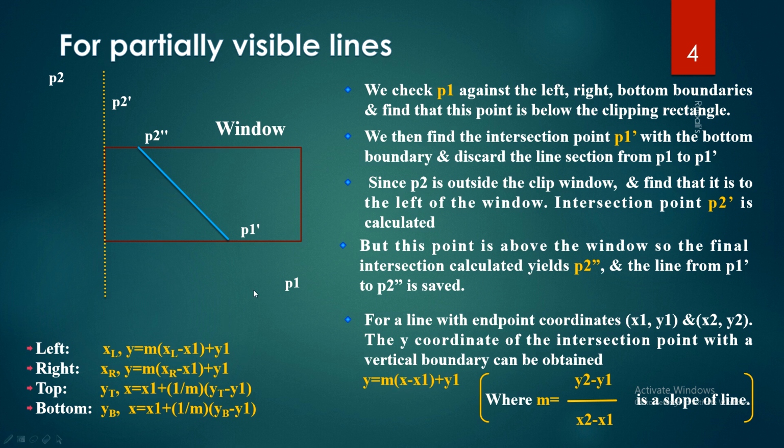And if the boundary is yt, the top one, from this formula we get the value of x, the point at which it will cut the x coordinate. The last one is if y is the bottom boundary, then what is the value of x? So these are the four formulas for each boundary: left, right, top and bottom.